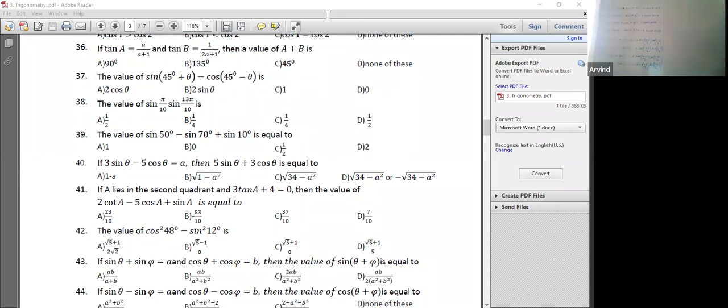Did anyone get the answer? If 3 sin theta minus 5 cos theta equals a, then what is the value of 5 sin theta plus 3 cos theta? I'll give you a small hint: square it on both sides. I've given you a hint, right?